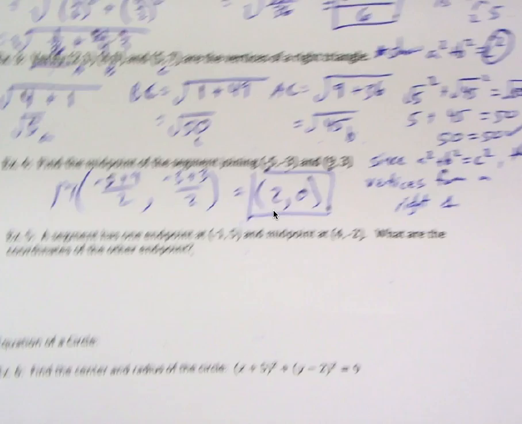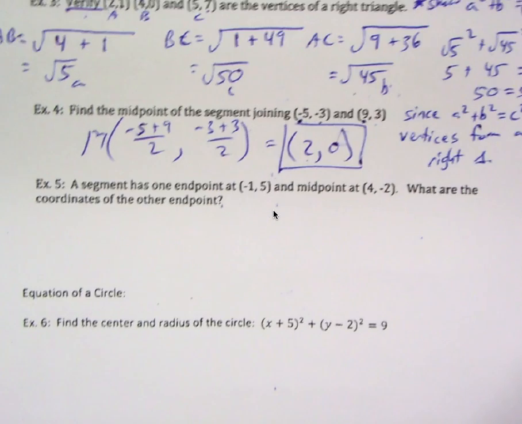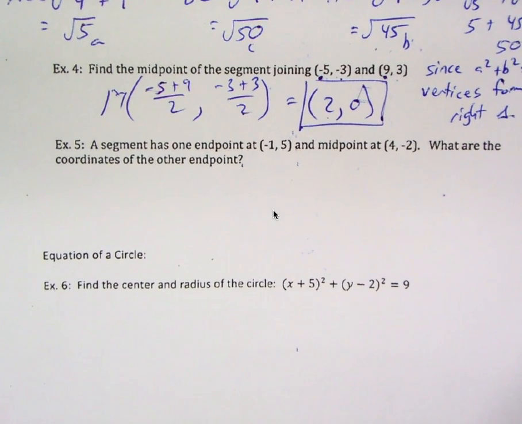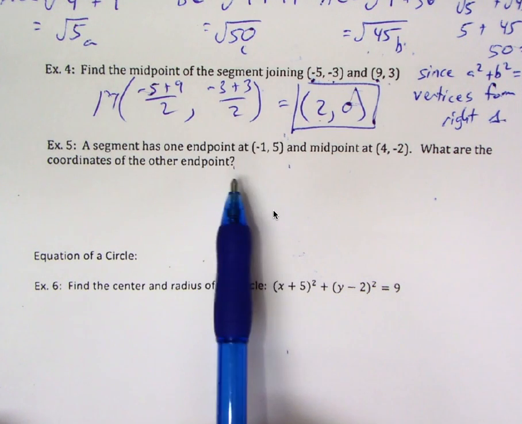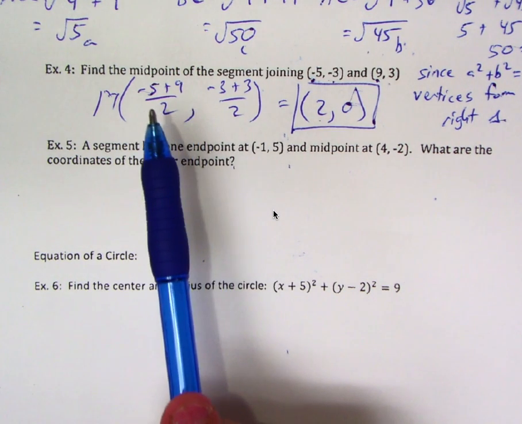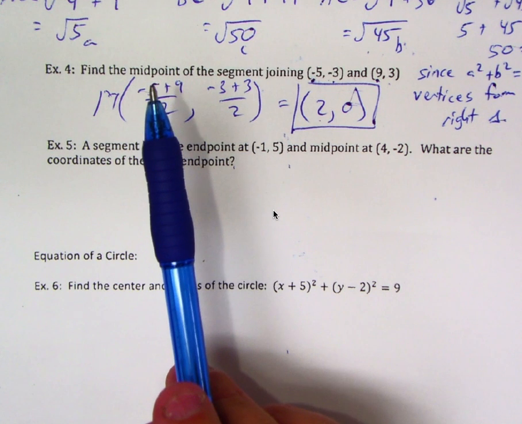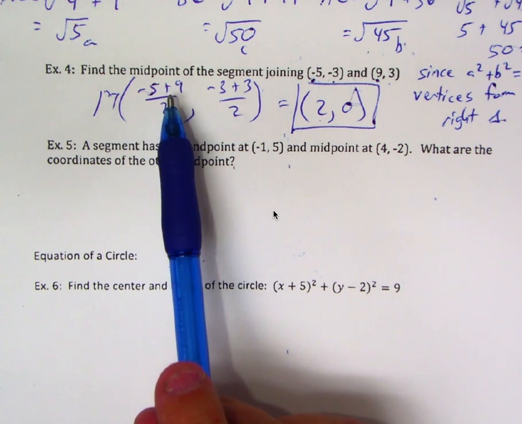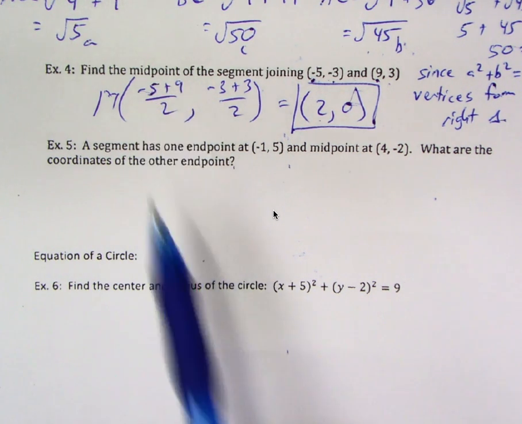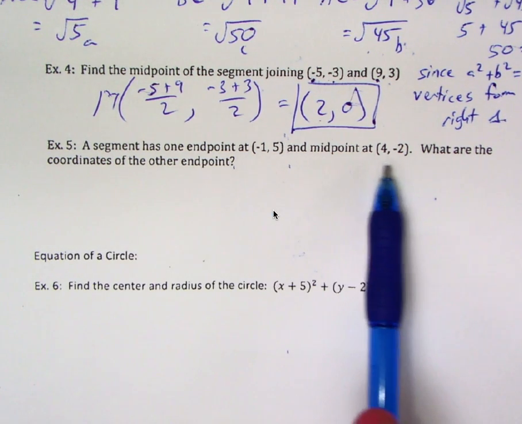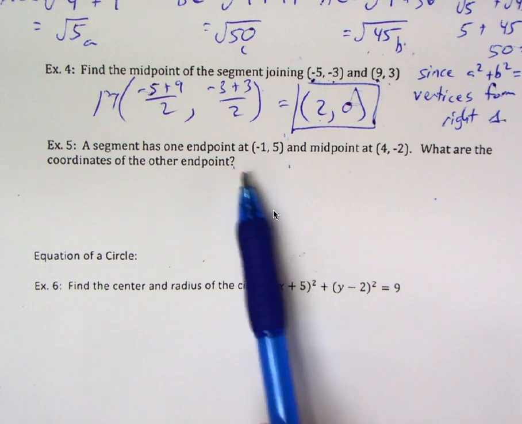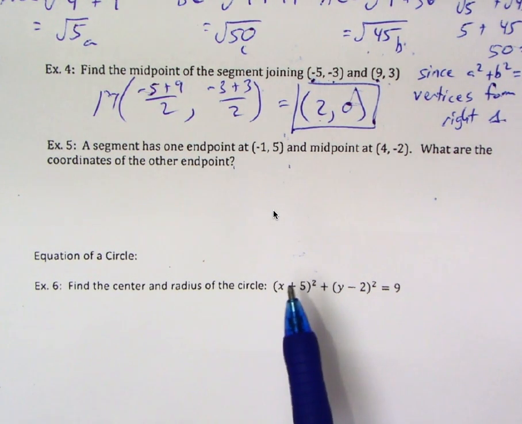All right. Example 5. A segment has one endpoint at -1, 5 and midpoint at 4, -2. What are the coordinates of the other endpoint? So understand the difference between example 4 and example 5. Example 4 was finding the midpoint. That's what the midpoint formula does. It finds the midpoint for you. Example 5 is not asking you to find the midpoint. They're giving it to you. And here's the other endpoint. They want the other endpoint.